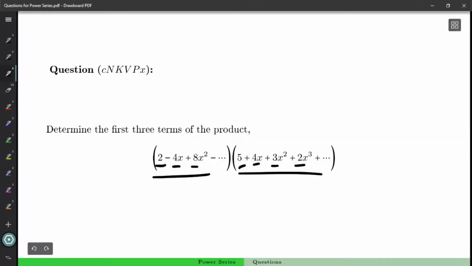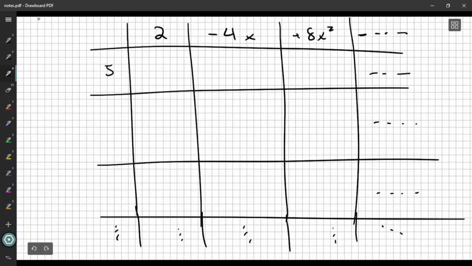And then 5 plus 4x plus 3x squared, and they gave me the next one, 2x cubed. I'm not going to need it, because the first three terms are going to be the constant term, the term with the x to the 1, and then x to the 2. So even if I had the 2x cubed here, multiplying it with this constant would be 4x cubed. That's already too big. It would not be useful.